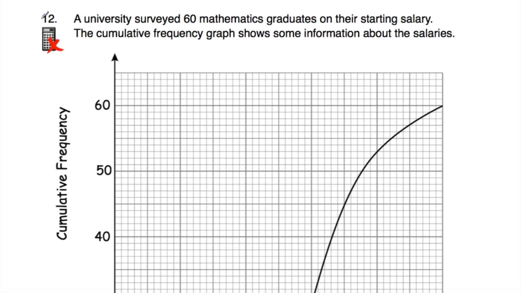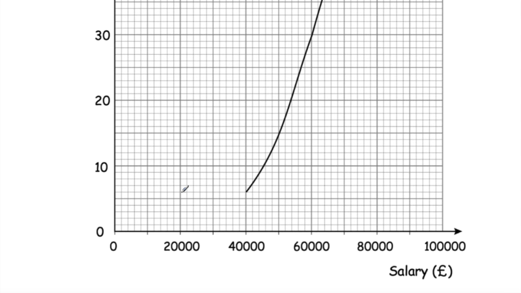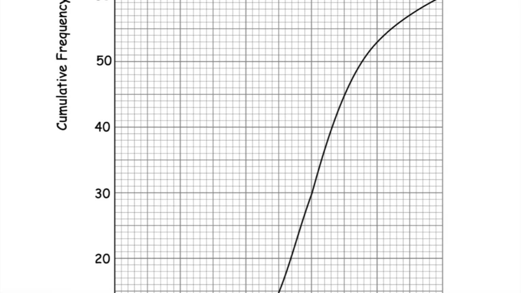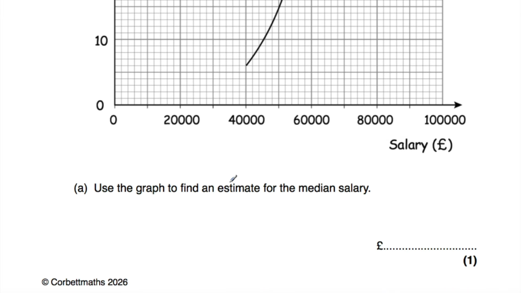Okay, let's look at our next question, question number 12. It says a university surveyed 60 mathematics graduates on their starting salary, and the cumulative frequency curve shows information about the salaries. We've got the salary going across horizontally, and the cumulative frequency going up vertically. Part A says, use the graph to find an estimate for the median salary.